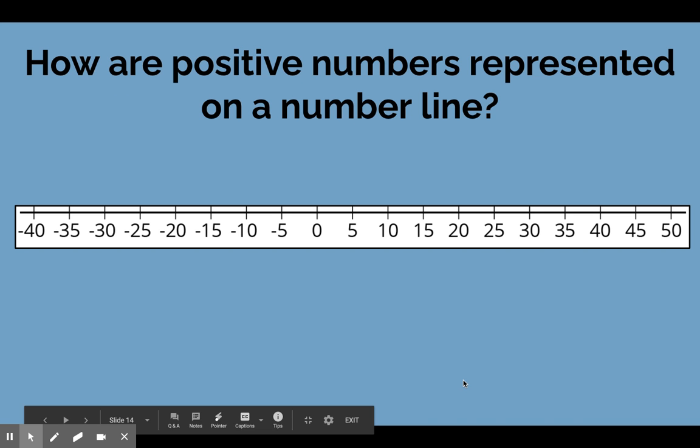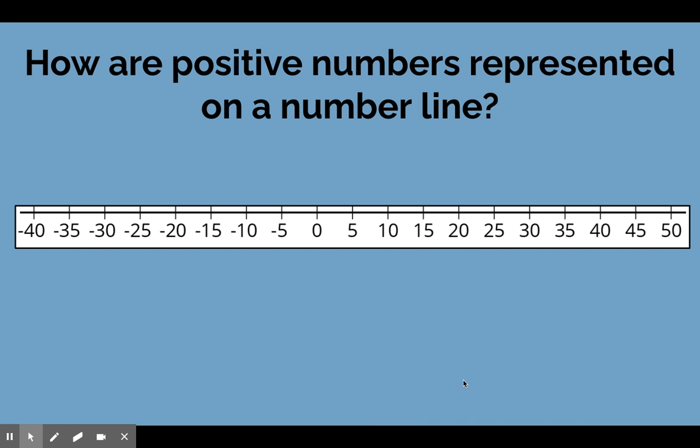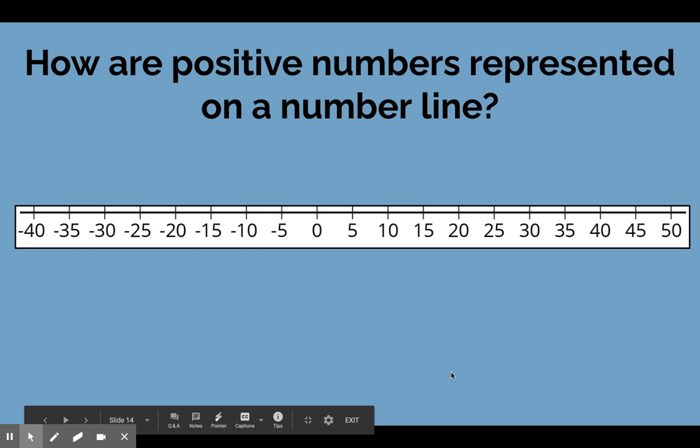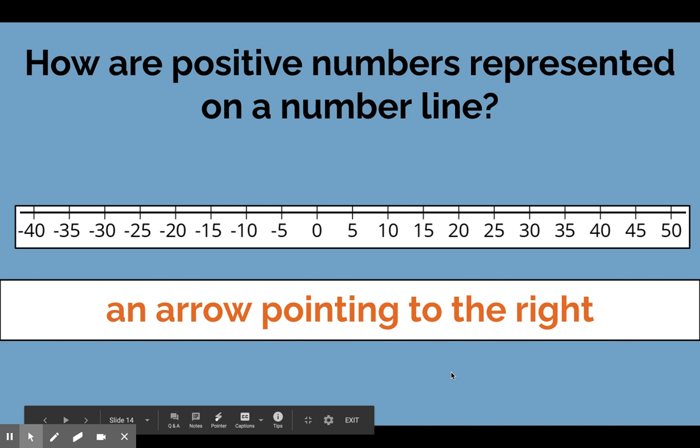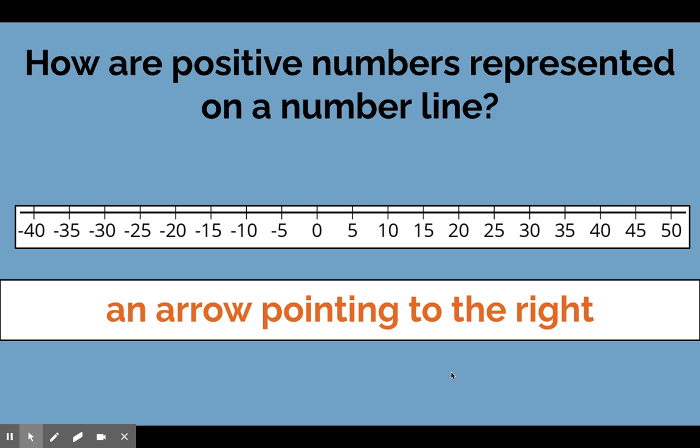So let's think about this scenario. How are positive numbers represented on a number line? Once again, it's an arrow pointing to the right. So remember, think about the number lines that we drew for the last two situations and think about how every time we had a positive number or an increase, it was an arrow pointing to the right.